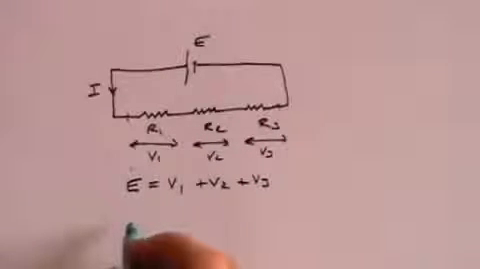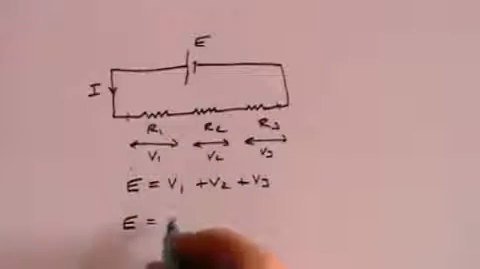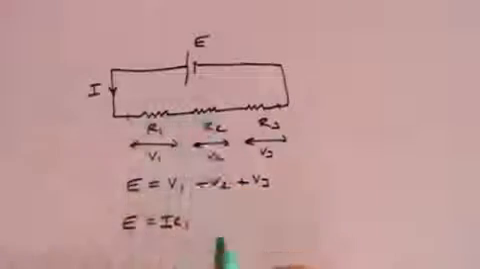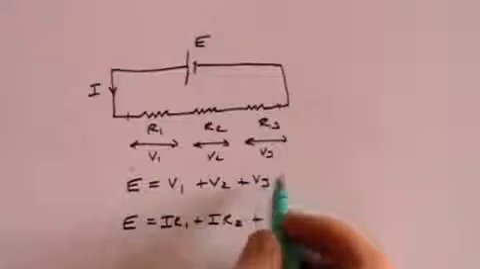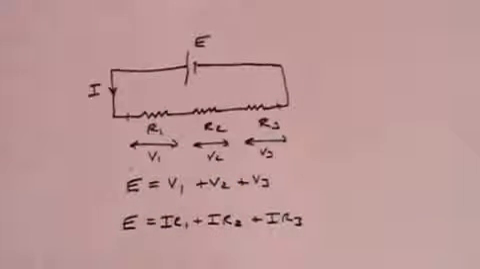Well, what is V1? Well, V equals IR, so V1 is simply IR1. What is V2? It's IR, so it's IR2. What's V3? It's IR, so it's IR3.